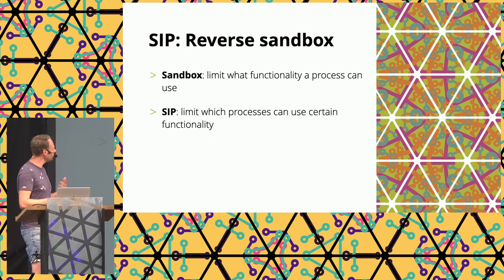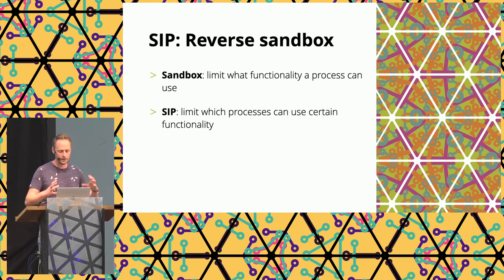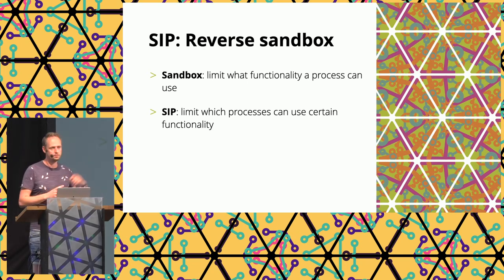So you can think of SIP as something like a reverse sandbox. A sandbox limits what functionality a process can use, but SIP tries to protect functionalities by limiting which processes can use that functionality.